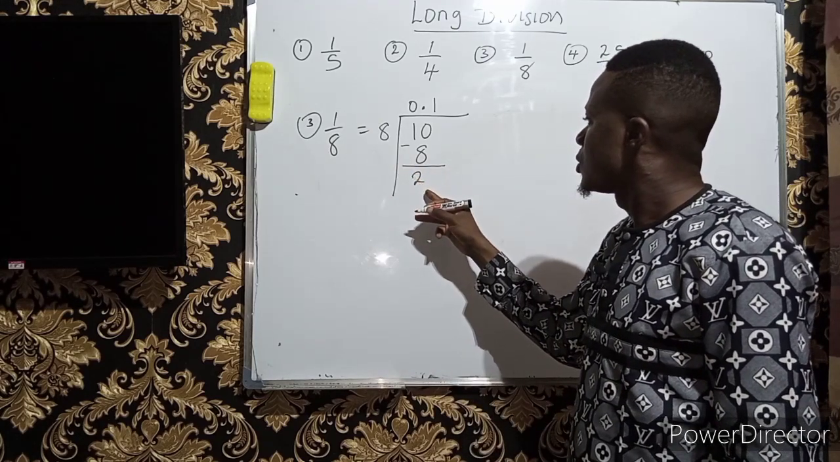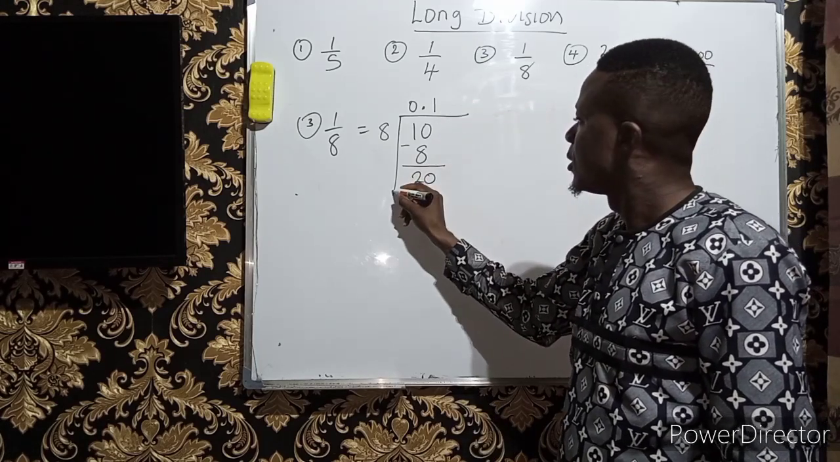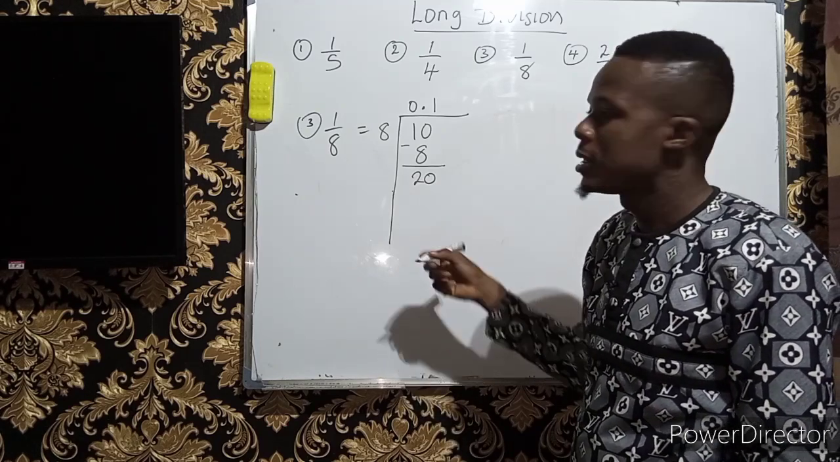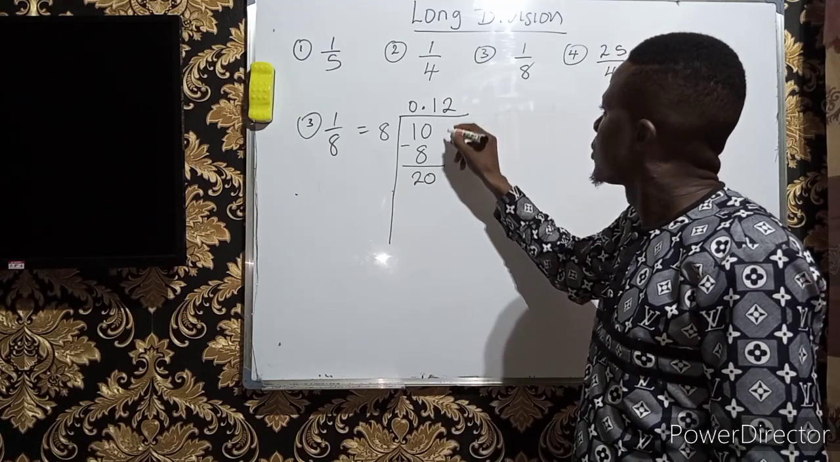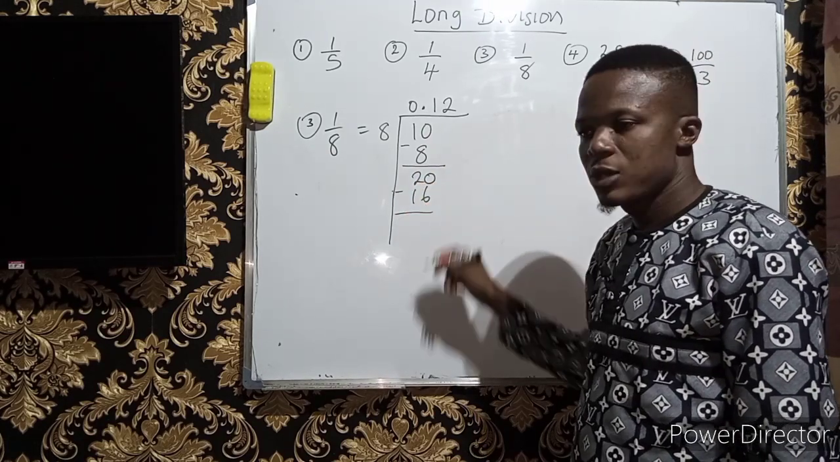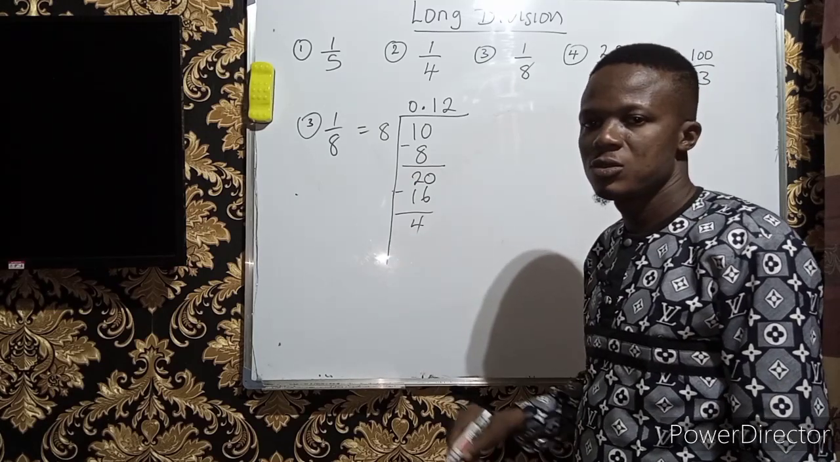Now 8 dividing 2 cannot go, you add 0. Don't put a point here, you've done the needful before. Now 20 divided by 8 will give us 2. Alright, so you have your 2. 2 times 8 is 16. When you subtract again, you are getting 4. So you've not seen 0, you continue.